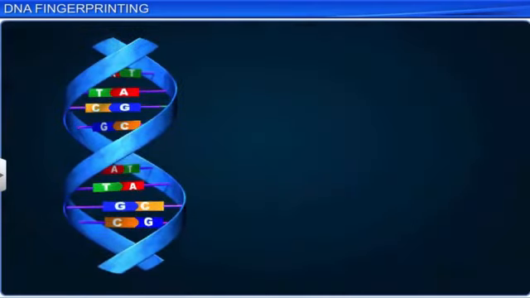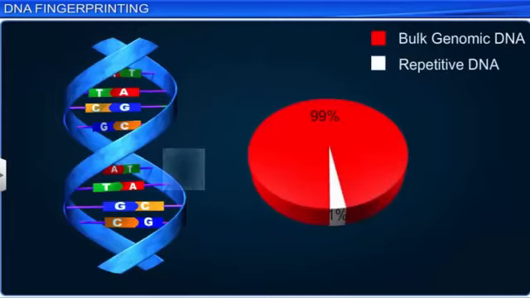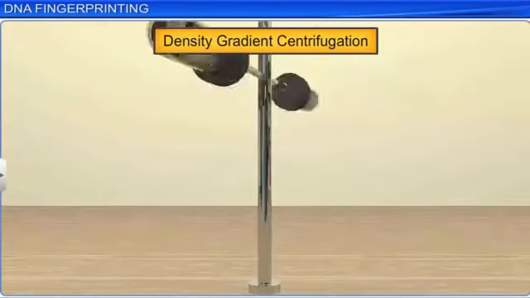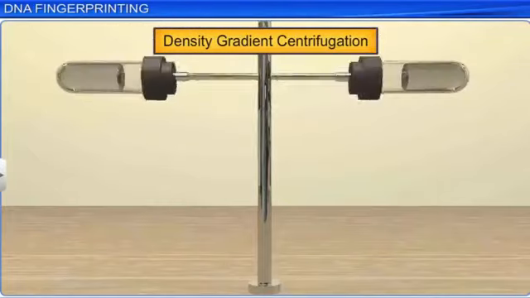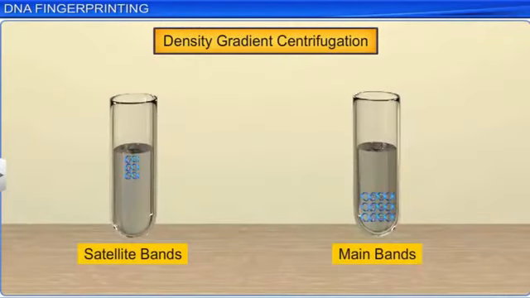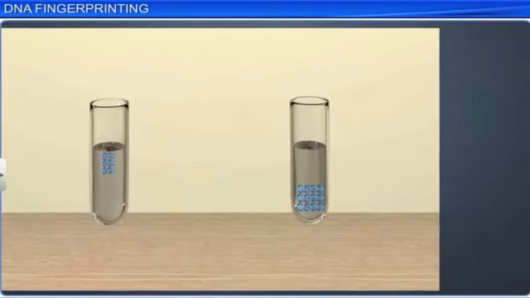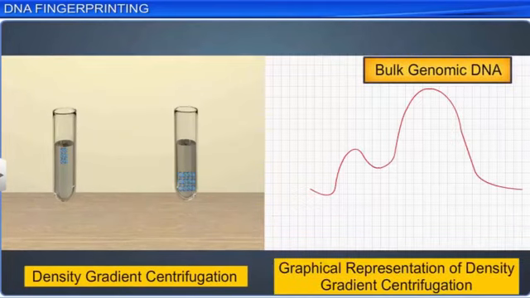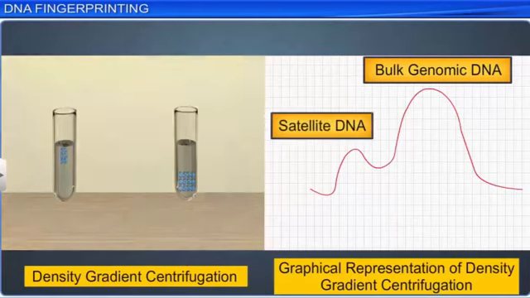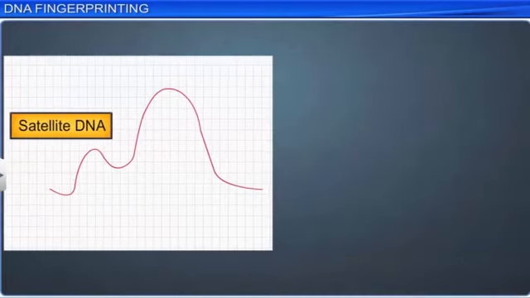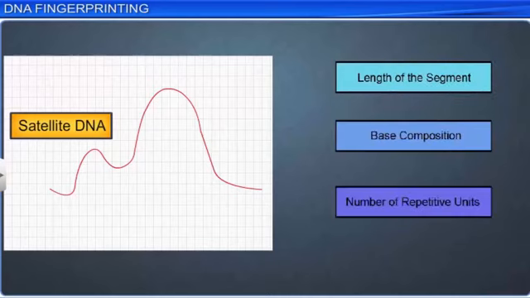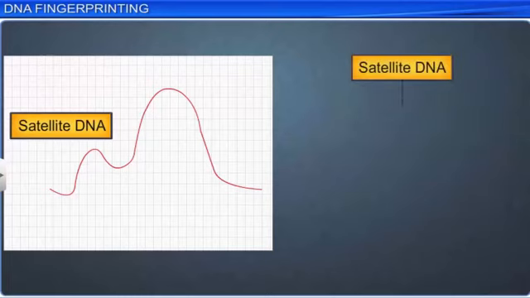To separate both genomic as well as repetitive DNA, the process of density gradient centrifugation is carried out. As satellite DNA is lighter and bulk DNA is heavier, they get separated on the basis of their density. Graphical representation shows bulk genomic DNA as a major peak and repetitive DNA as smaller peaks known as satellite DNA. Satellite DNA is highly repetitive and consists of non-coding sequences. Based on the length of the segment, base composition, and number of repetitive units, satellite DNA can be classified as mini-satellite DNA and microsatellite DNA.